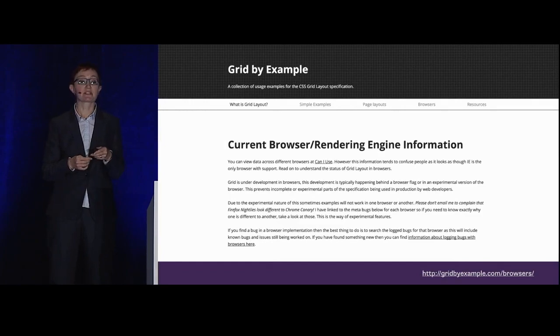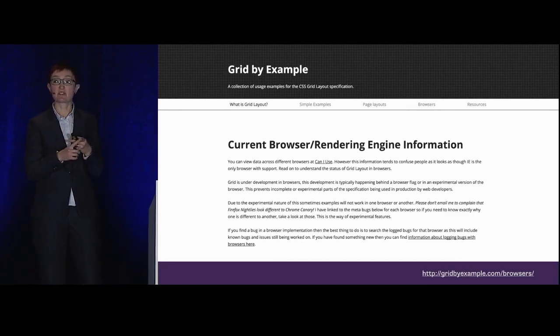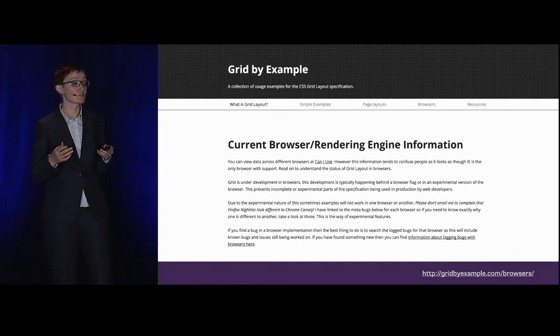So to keep all this up to date, because it's a changing scene, this is a page on my site, Grid by Example, Browsers. I link to the browser meta bugs and let you know how you change the flags on your browsers to support Grid. And just any general browser-related information that comes my way, I stick onto that page. So that's a reasonable place to go. I'll try and keep that as up to date as possible.